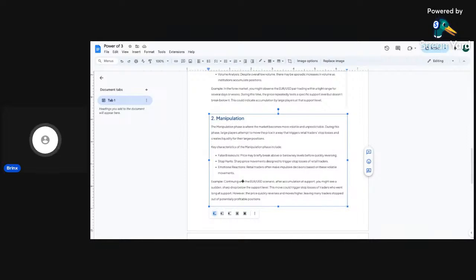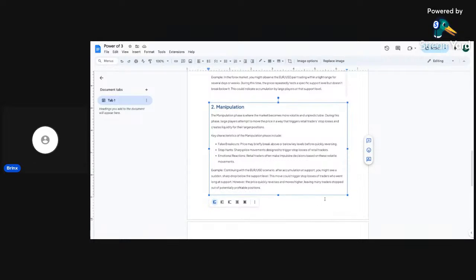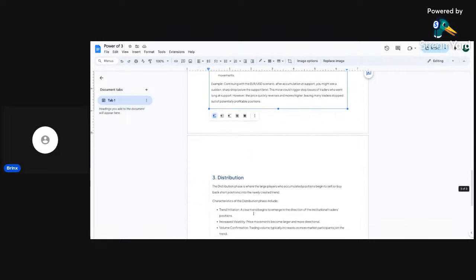So for example, continuing with that EUR/USD scenario, if you're at accumulation support, you might see a sudden drop below the support level, which could trigger the stops of traders who went long at support. However, then price quickly reverses and moves higher, and it leaves many traders stopped out of potential positions.